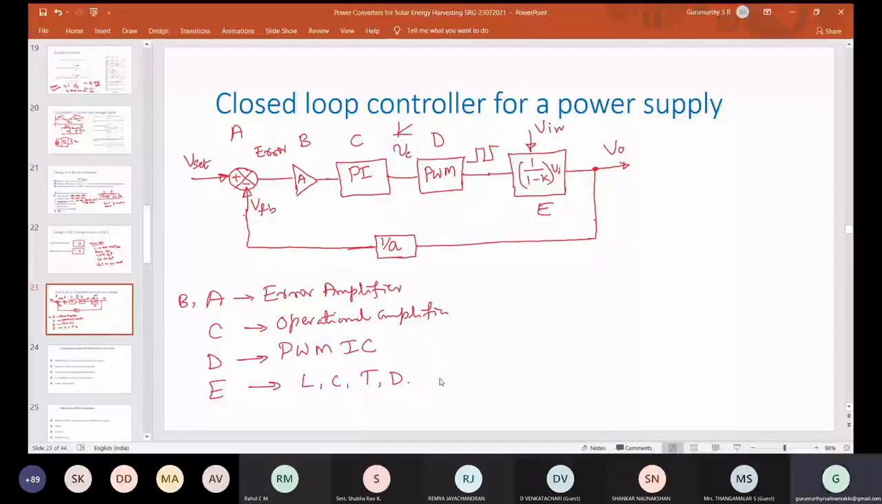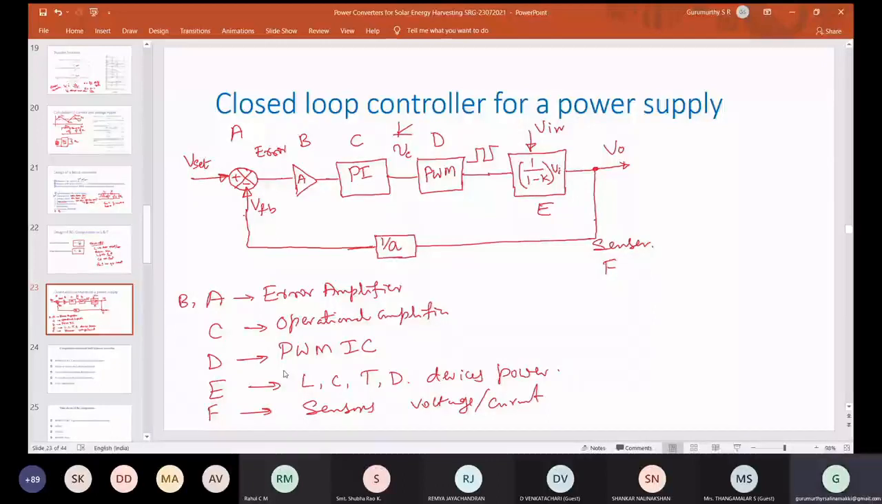So you need to have, okay, I'll call it as F. So you need to have sensors. If it is a current controller, it is a current sensor. Otherwise, if it is a voltage controller, it is a voltage sensor. That is what is required. Okay. Now these are the things you need to build this power converter.